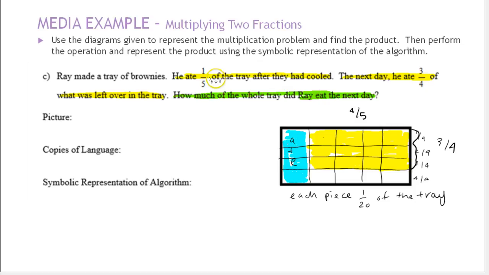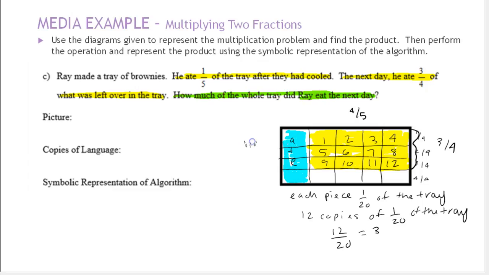And Ray had, we'll number them, 1, 2, 3, 4, 5, 6, 7, 8, 9, 10, 11, 12. That's a lot of brownies. He had 12, we'll pretend this was small so we didn't eat too much, 12 copies of 1/20th of the tray, which would give us 12 over 20, which simplifies to 3/5 of the original tray. So that's what we're getting from the diagram.